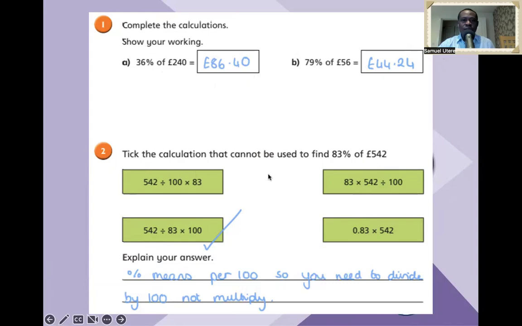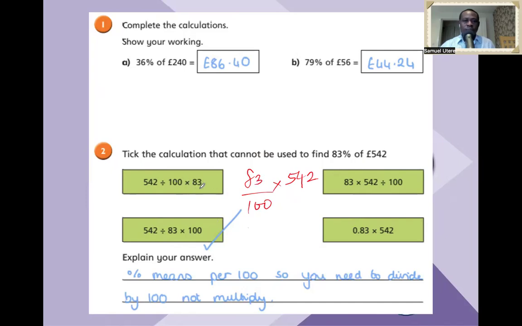Here you're asked to tick the calculation that cannot be used to find 83% of 542. So by now, you should know how this works. If we really want to write things out, 83% of 542, remember 83% is 83 out of 100, times, because of can be written in maths as times, 542. So you can see why these calculations all represent this, except this one. Let's talk about this one.